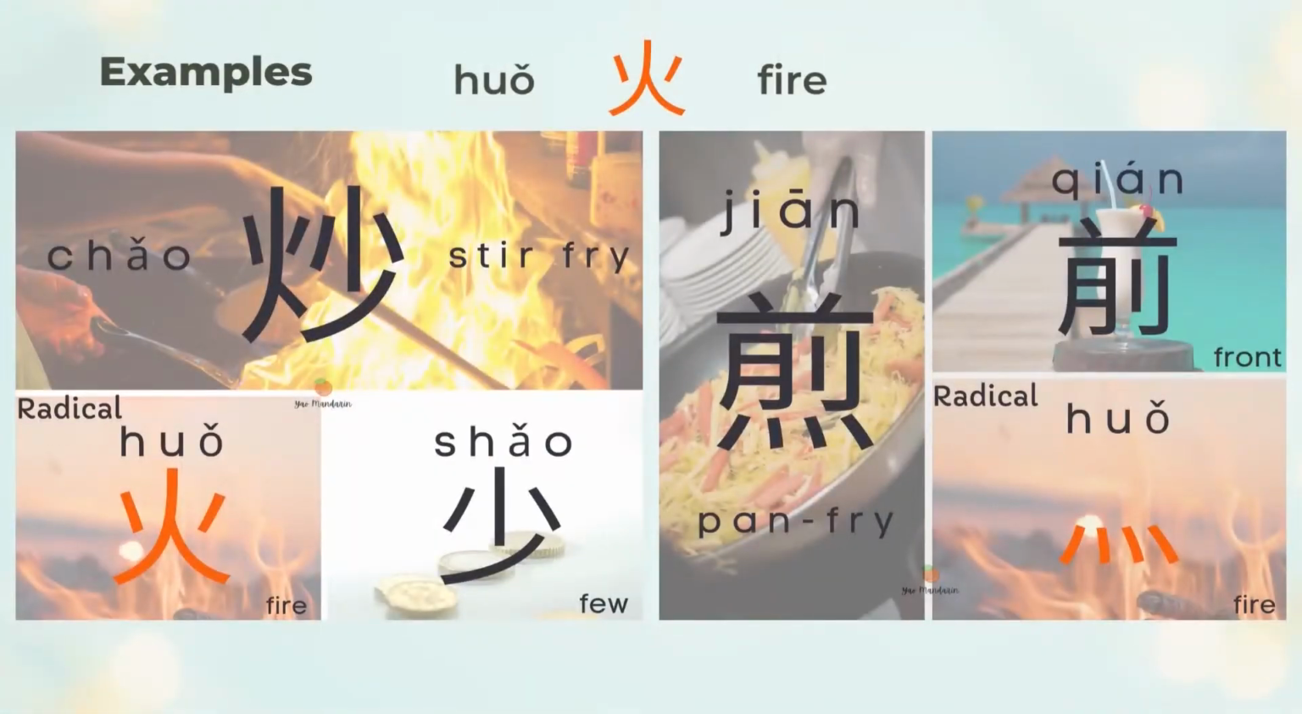When 火 is on the left, 火 changes to skinnier, and 炒 stir fry is an example. When 火 is on the bottom, 火 transforms into 4 dots, as you can see in 煎 pan fry. Please note that the left dot is towards the left, while the rest 3 dots are to the right.